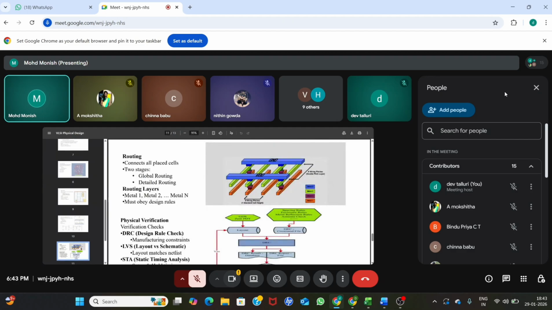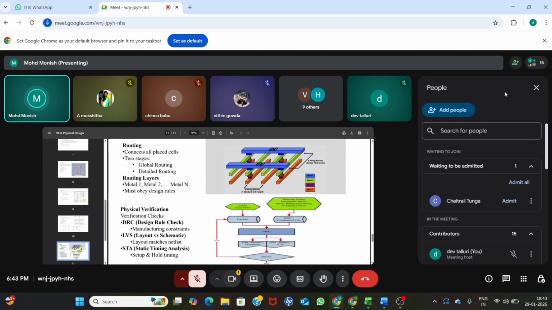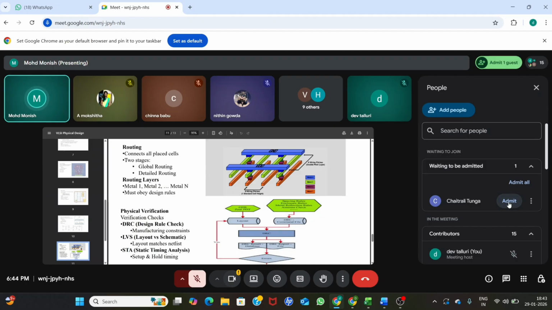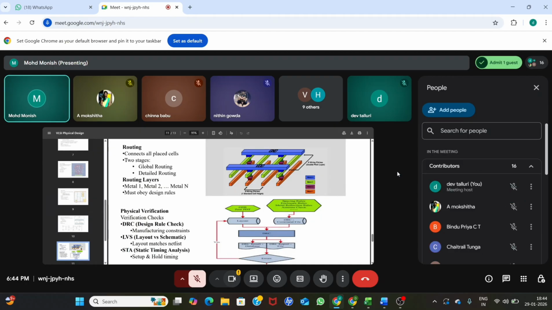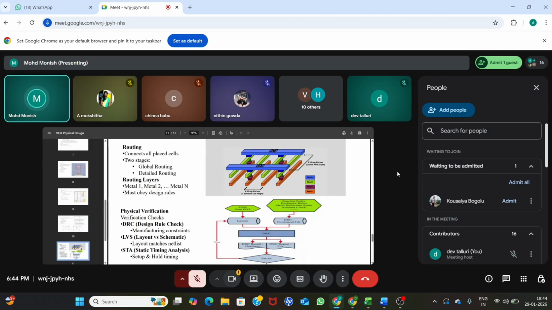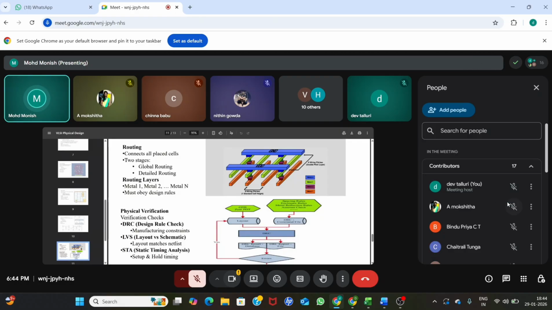So let us go ahead. Routing and physical verification. Routing is where we finally connect wires and cells together by using different metal layers like metal 1 and metal 2. We must follow the spacing and enclosure rules to ensure the chip can be manufactured. After routing, we perform physical verification. Physical verification means design rule check, ensuring the layout does not violate manufacturing limits, and layout versus schematic, making sure the final layout matches the original netlist.